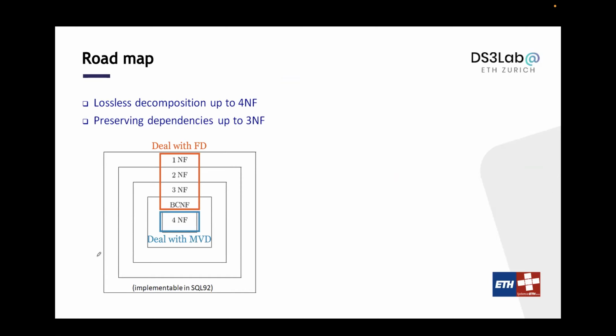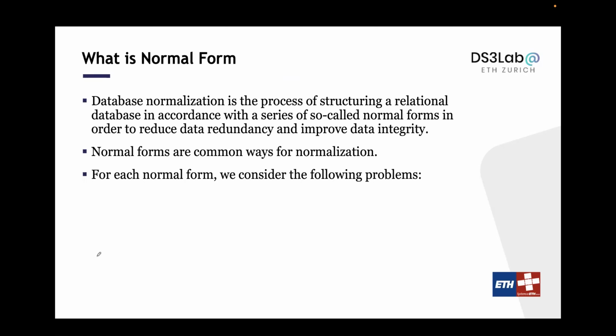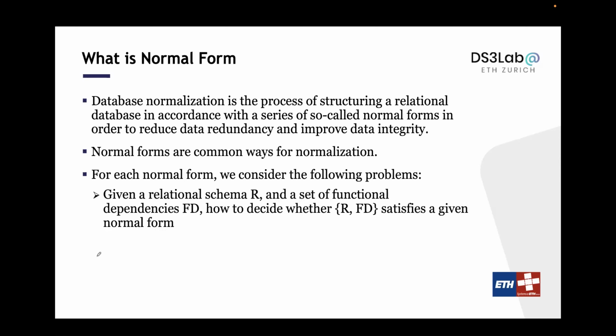The fourth normal form deals with multivalued dependency. So what is normal form? Normalization is what we defined last week. So normal form is just a common way of doing normalization. For each of the normal forms, there are multiple questions that we are curious about.